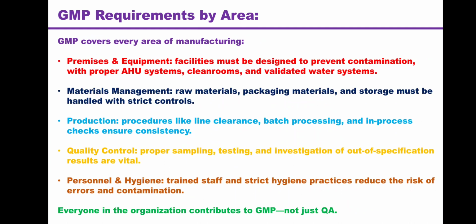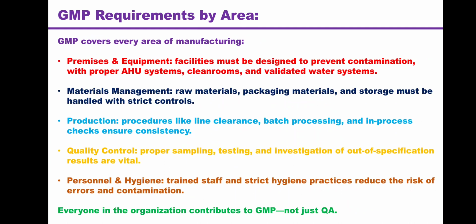Next one is production. Production is the largest section or department of the pharma industry. Procedures like line clearance, batch processing, and in-process checks ensure consistency. Means we can say if we are maintaining these three fundamentals, we can easily achieve the product quality. So we should focus on these three pillars.